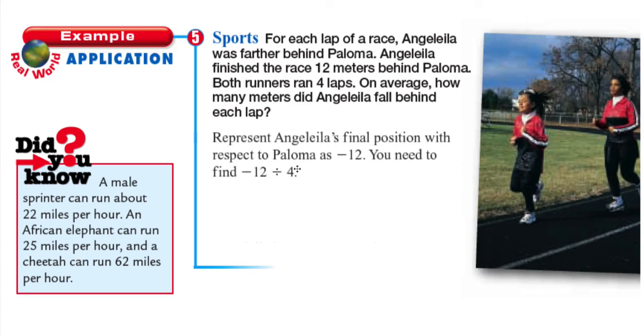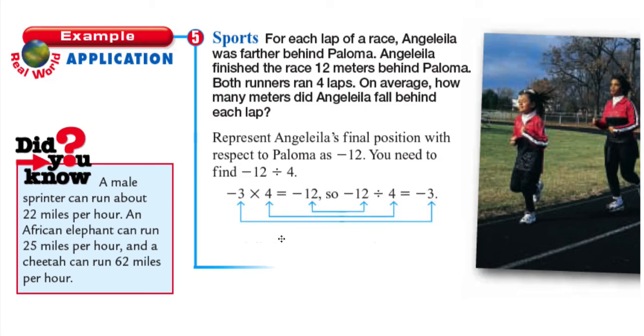We represent Angelila's final position with respect to Paloma as negative 12 because she was 12 meters behind Paloma. So you need to find negative 12 divided by 4. From what we learned, this is a negative divided by a positive, which should result in a negative answer. So Angelila lost 3 meters per lap.